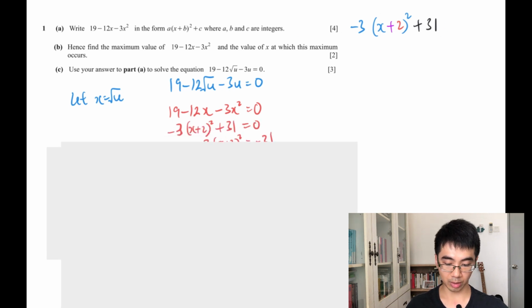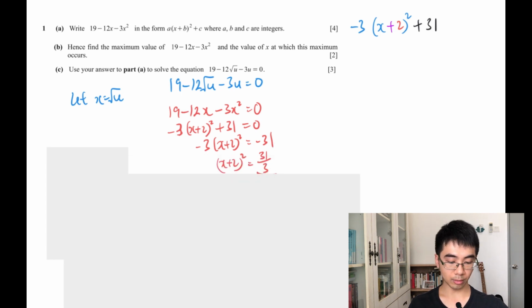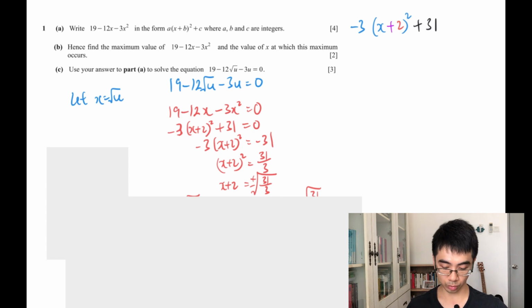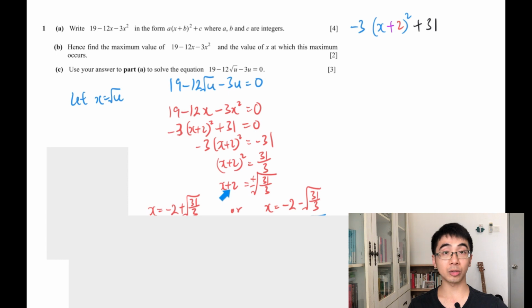So the left hand side becomes this, and then now solving this, we can just minus the 31 to the right hand side, and then divide the -3 to the right hand side, and then now we can take the square root. But remember, when we take square root, we should have positive and negative 2 values. So I will write this 2. And then finally, you also need to -2 to both hands. So the answer should be -2 plus square root of 31 over 3, or negative 2 minus the square root of 31 over 3.